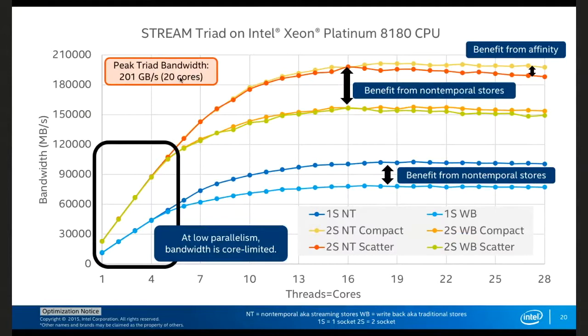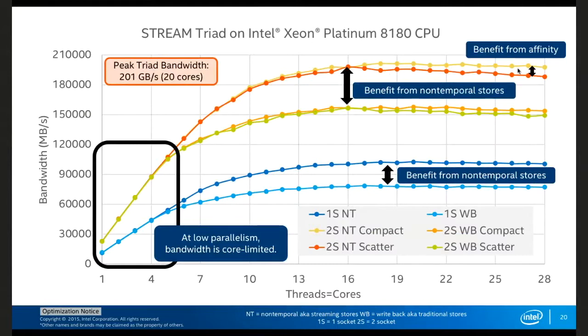But it saturates at 20 cores, which, if you're wondering, your peak LinPack happens at 28 cores, peak deep learning happens at 28 cores, but your peak bandwidth happens at 20. So some of the HPC folks might be interested in the 20-core SKU just because it's balanced in that sense.